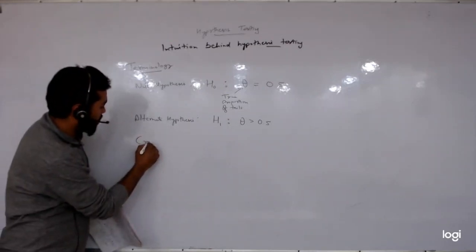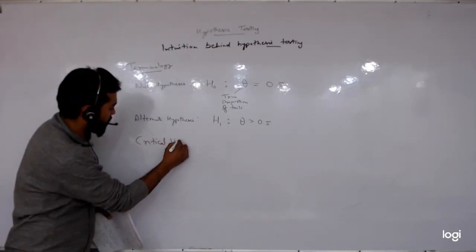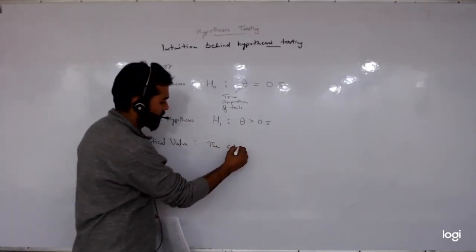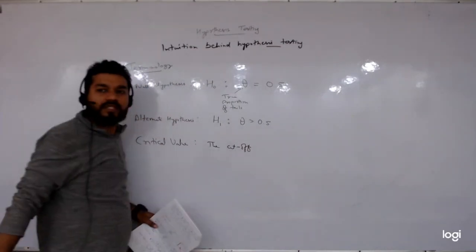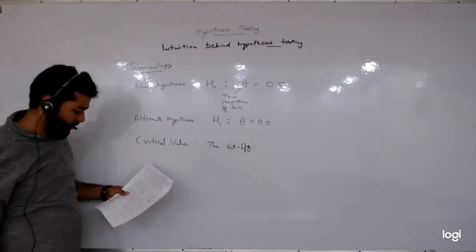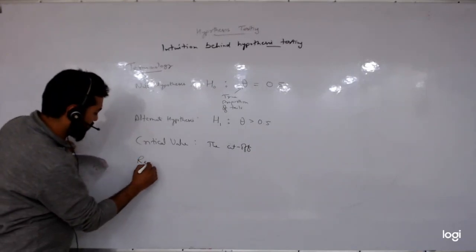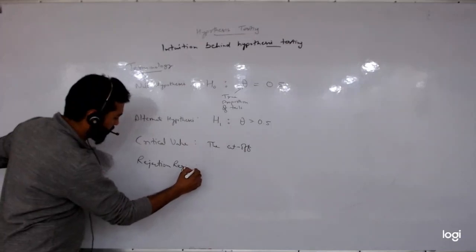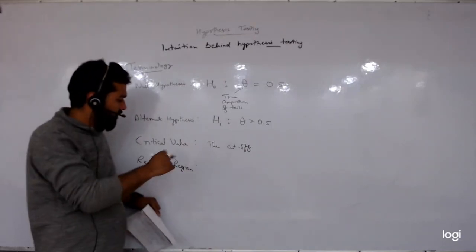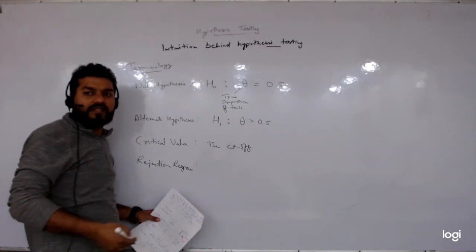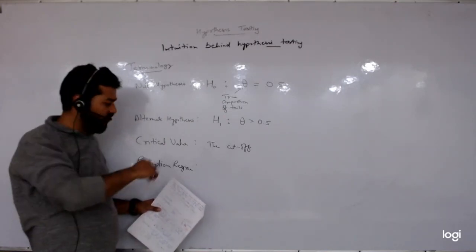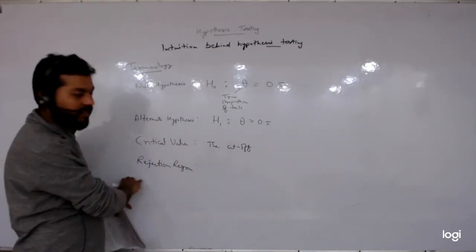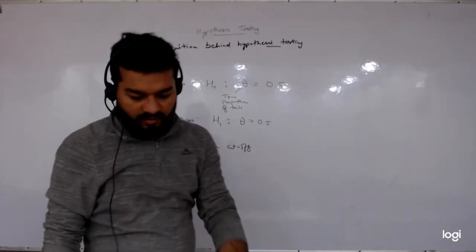We have critical value, the cutoff that we just discussed, and going to have rejection region. If the value that the sample throws at us is more extreme than the critical value, that more extreme region is the rejection region. It will be more clear with the example.